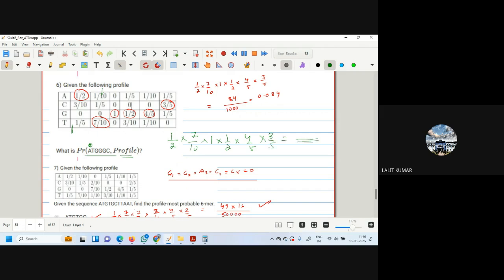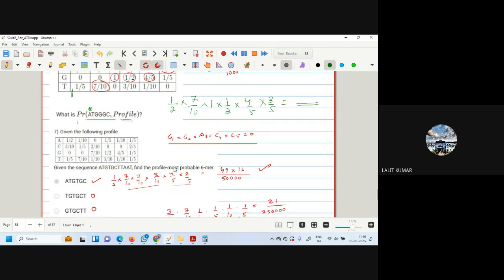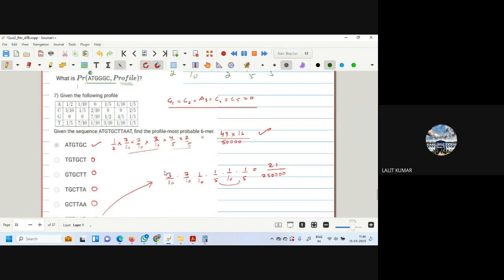Now during the examination, it is coming in the next question also. Given the profile and given this sequence, find the profile-based most probable 6-mer. So these are your 6-mers which are given, and this is your profile. For all these 6-mers, you have to find the score, and whichever gives you the best score will be the best k-mer. So the shortcut is like this.